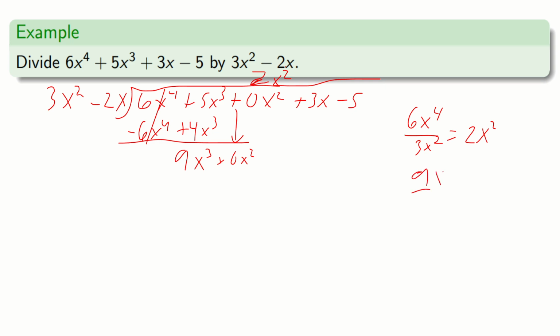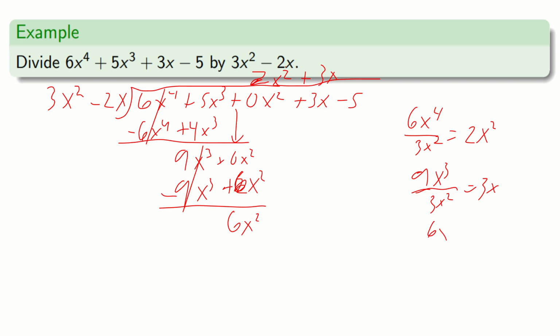All right, so 9x cubed divided by 3x squared gives 3x. So I have a 3x right here. Distribute, that gives me 9x cubed minus, not 2, that's going to be a 6, minus 6x squared. Change the sign of everything, 9x cubed cancels out, I'm left with positive 6x squared. So what is 6x squared divided by 3x squared? That is equal to 2.